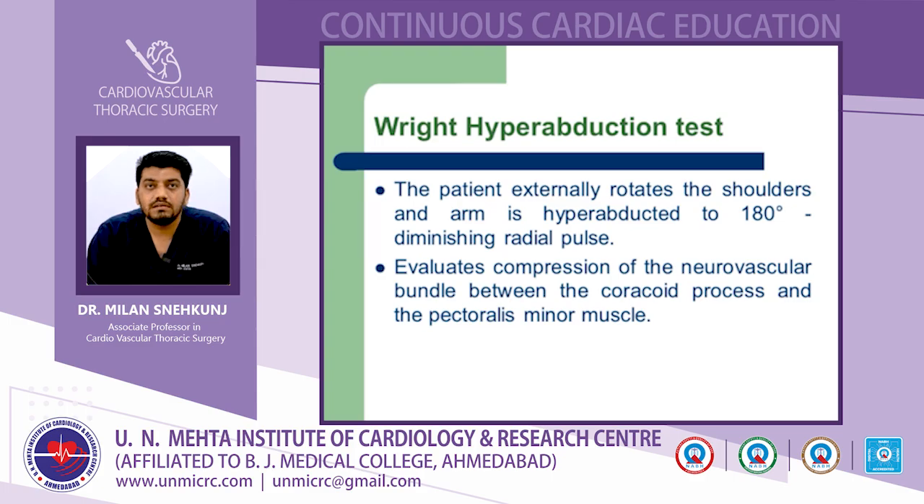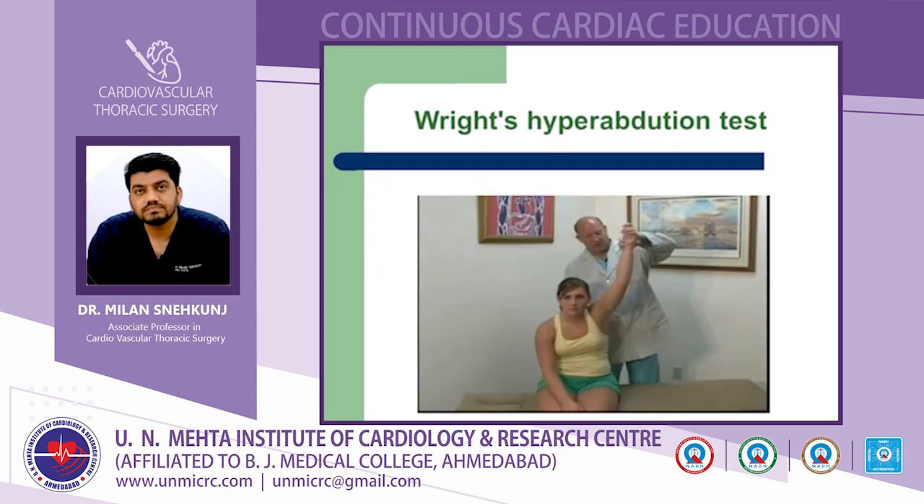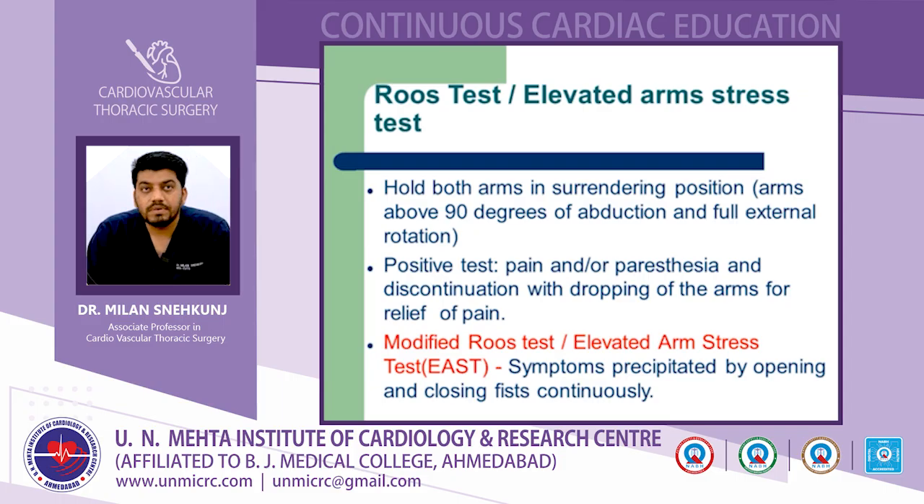Hyperabduction test: the patient externally rotates the shoulder and the arm is hyperabducted to 180 degrees, which diminishes the radial pulse. It evaluates compression of the neurovascular bundle between the coracoid process and pectoralis minor muscle. Roos test: the patient is requested to hold both arms in the surrendering position, and the test is called positive when there is pain or paresthesia or discontinuation of the test with drooping of the arms for relief of pain. Modified Roos test is called when symptoms are precipitated by opening and closing the fist continuously.